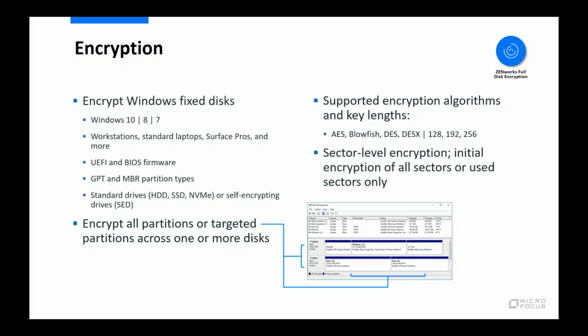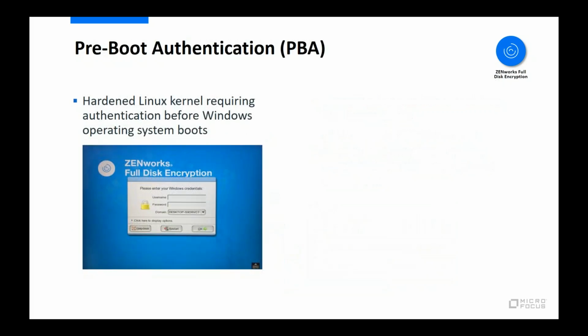Sector-level encryption is used, which ensures that no data files, system files, or directories can be accessed until a user authenticates to Windows. Once a user logs into Windows, data is available to that user. To enhance login security, ZENworks Full Disk Encryption provides optional authentication prior to Windows startup. This is referred to as pre-boot authentication.